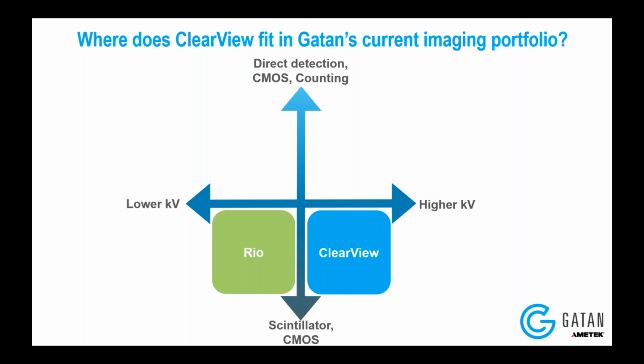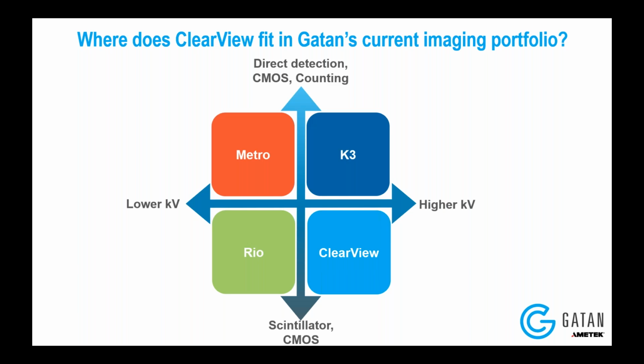Our ClearView camera, our newest camera I just mentioned, was announced last month at the Microscopy and Microanalysis Conference. It's a scintillator camera still. It's our higher kV option. So if you have a 300 kV microscope and are interested in a scintillator camera, the ClearView camera is the one for you. The ClearView replaces our highly successful OneView camera, which many people may be familiar with. So this is the new big brother in that higher kV scintillator camera type offering.